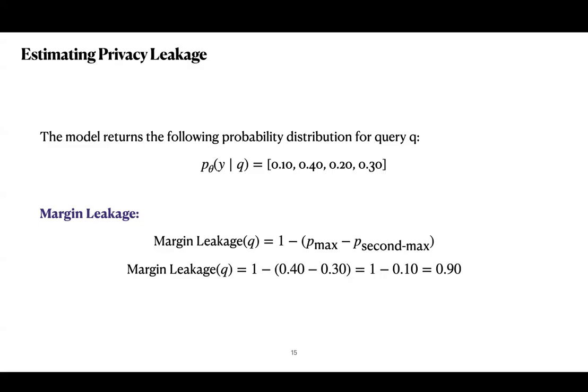It's simple to compute mathematically, but it's also important to consider why this is considered a privacy leakage. For margin leakage, the calculation is 1 minus these two terms, and in this case they are 0.4 and 0.3. This represents that it's not good, because the leakage is really high. Just because the difference between the highest and second-highest class is not large, there is a lot of leakage.